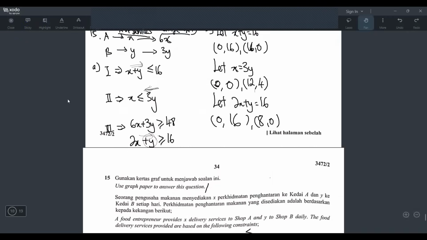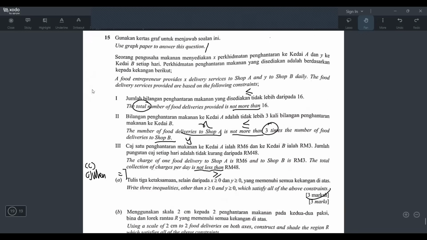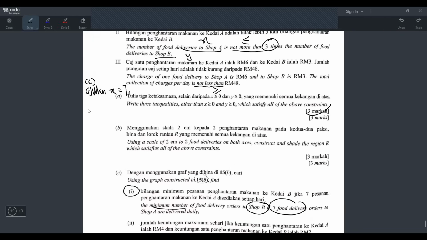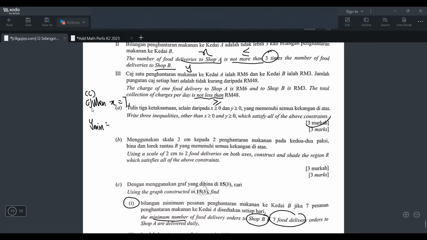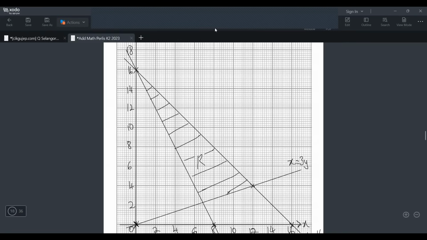So if you look back to this, shop A is x, right? So when x equals 7. And they ask you to find delivery to shop B, which means they want to find y. But they mentioned the word minimum. So the keyword here is minimum. So now I just go to my graph and look. When x equals 7, and then find the minimum y. Okay, so let's go. When x equals 7, what is the minimum y?